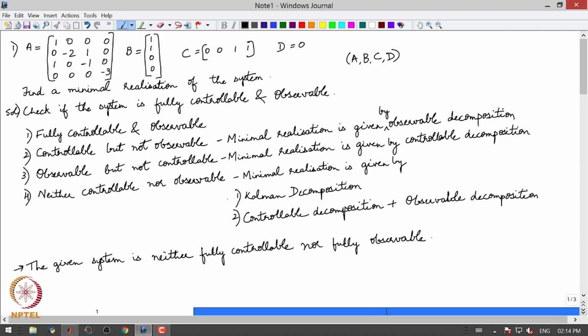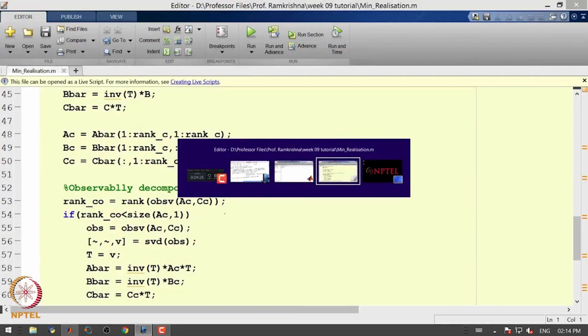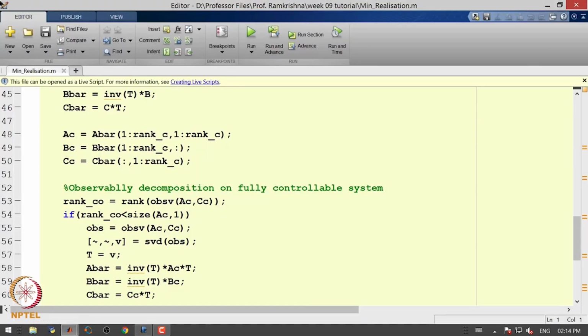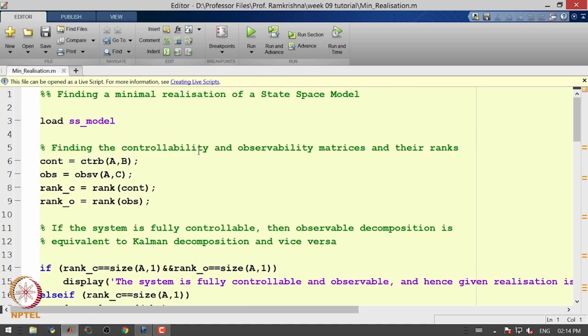Now, so we either need to find the Kalman decomposition, or we have to do first a controllable decomposition and then an observable decomposition. So, as the system is a fourth order system, instead of doing this manually, we will try to solve this using MATLAB. So, in this case, I have written a code which will give you the minimal realization of any given state space model.